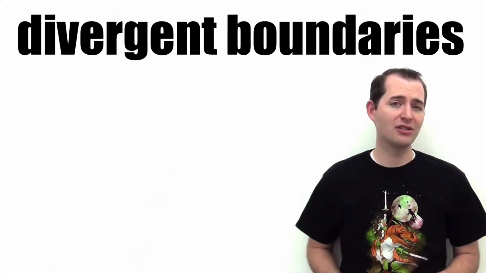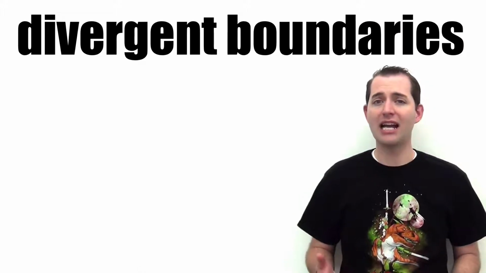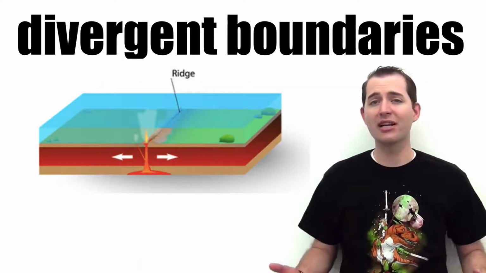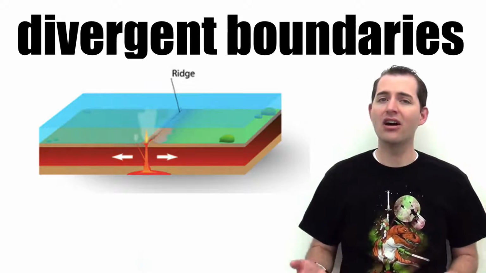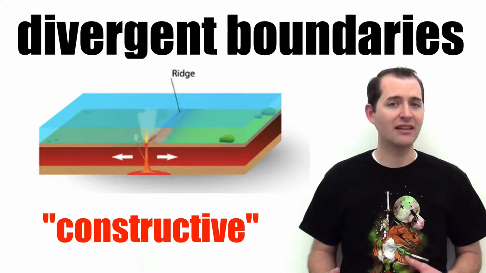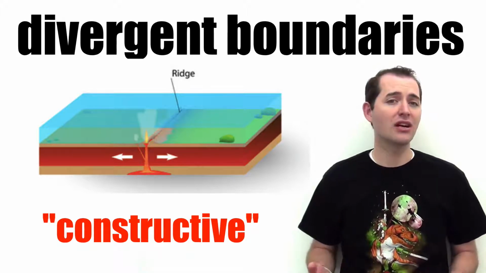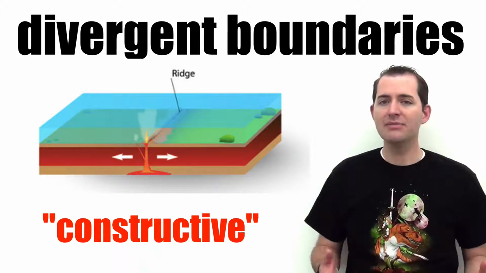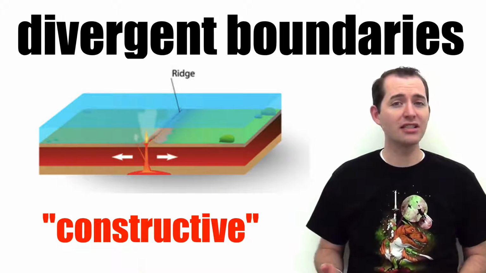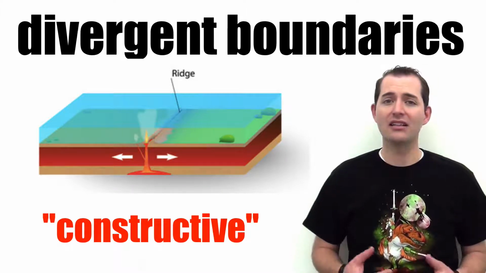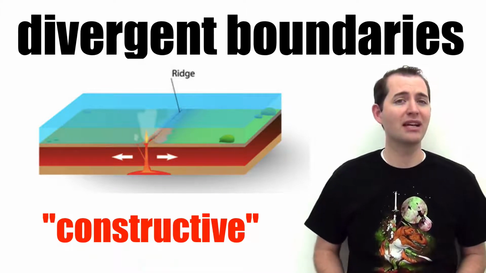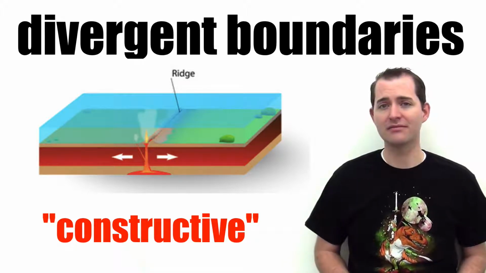First, let's look at divergent boundaries. Divergent boundaries happen where two plates are moving or spreading apart from each other, and they are also known as constructive boundaries. This is because divergent boundaries are the only place where new crust is formed. This means that if we're looking at geochronology, or the age of the Earth's crust, divergent boundaries would be the places where we have new crust being formed.